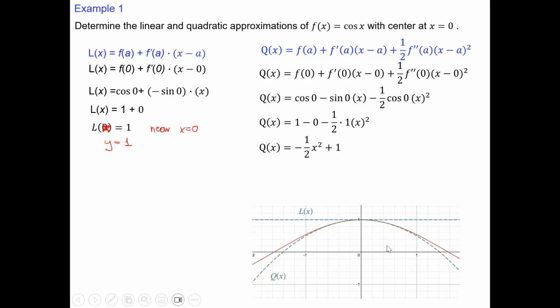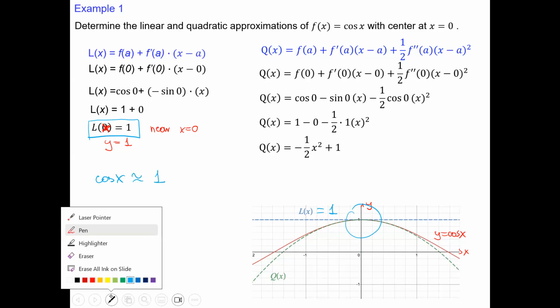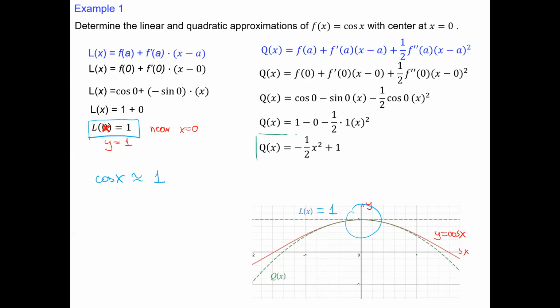Let's see the graphs. This is y, this is x. The red curve is cosine of x. And then blue was the linearization, L of x equals 1. Not bad, because locally at 0, we can definitely approximate cosine with just 1. And then green, it's the quadratic.